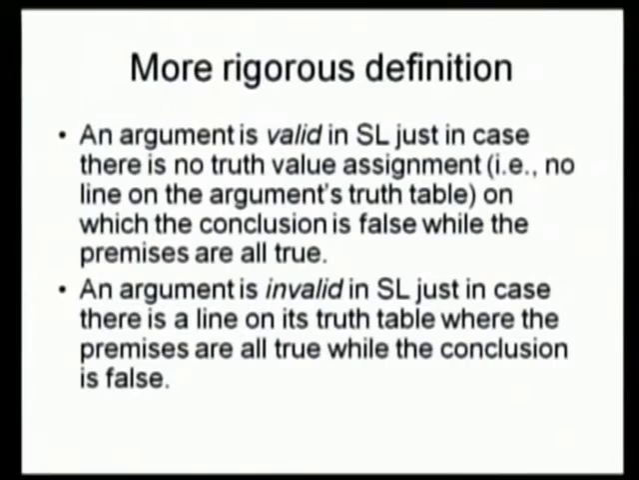So in other words, we're going to do truth tables of each one of the sentences in the premises, and a truth table for the conclusion. We're going to look at all of the different truth value possibilities, and we're going to declare the argument valid just in case there is no truth value assignment at all, no line on the argument's truth table where the conclusion is false while the premises are all true. If there's even one line, even one possibility for the premises to be true and the conclusion false, then the argument is not valid. An argument is invalid in every other case. If there's even one line where the premises are true and the conclusion is false, then that argument is invalid.